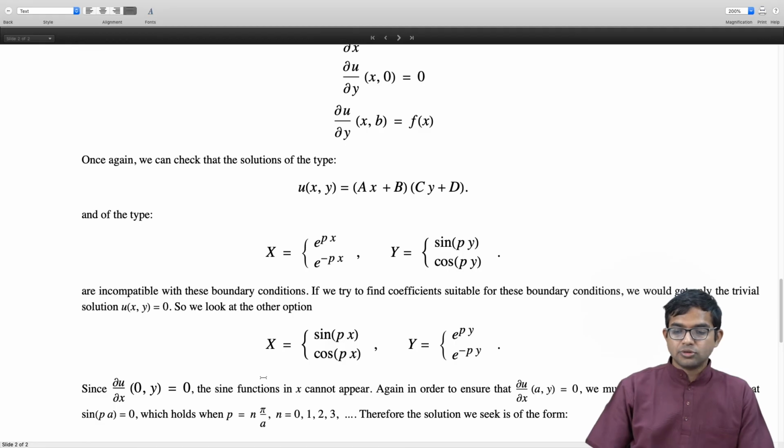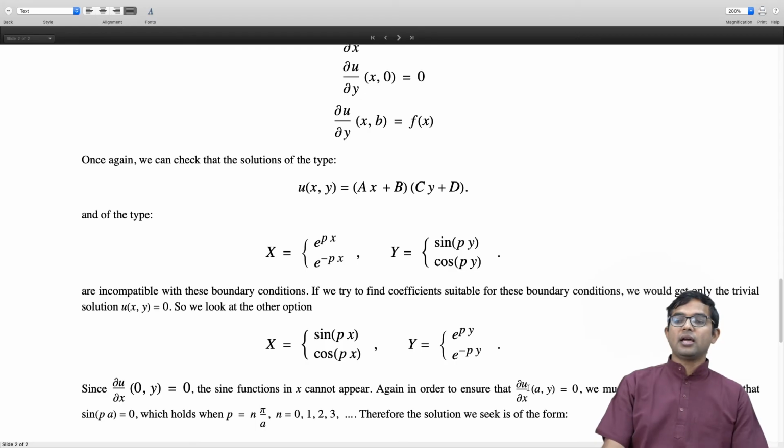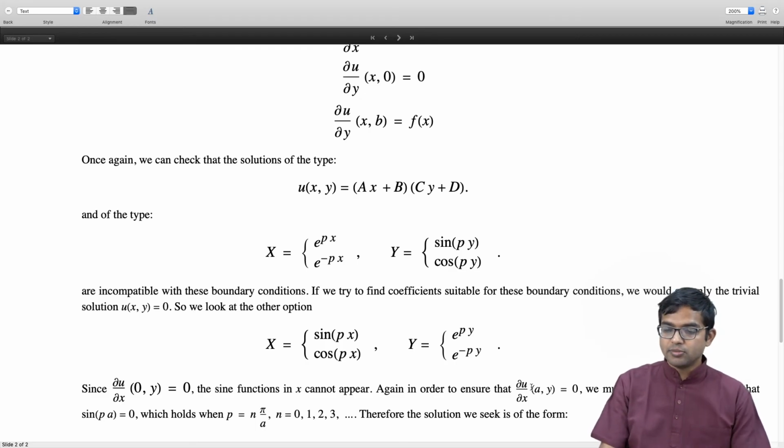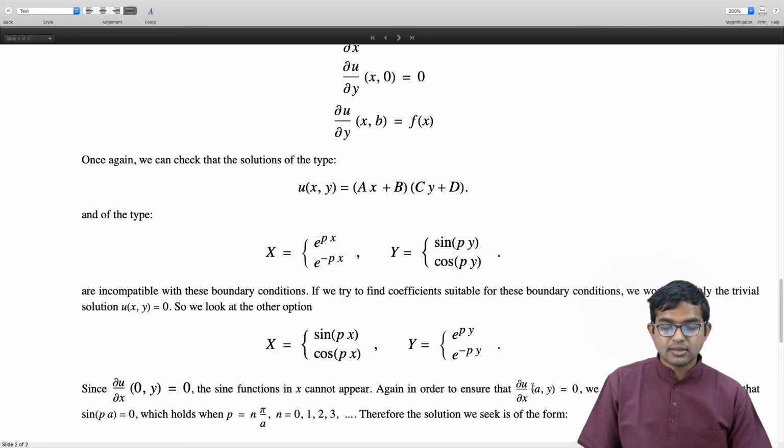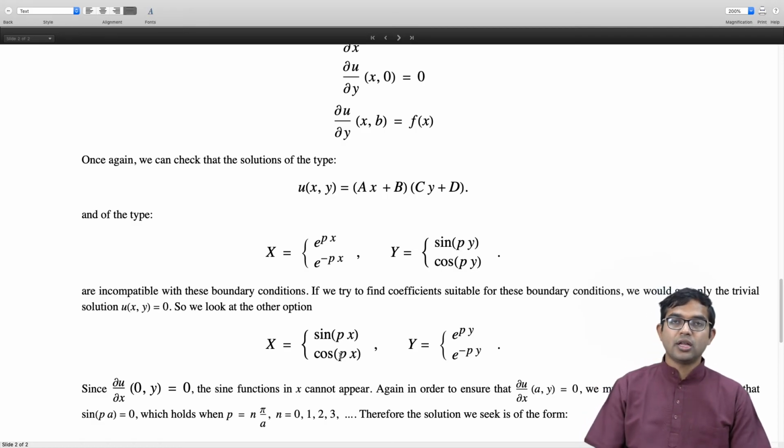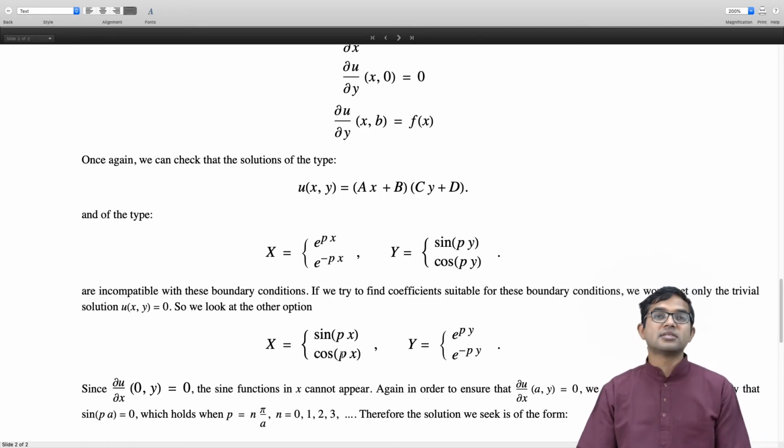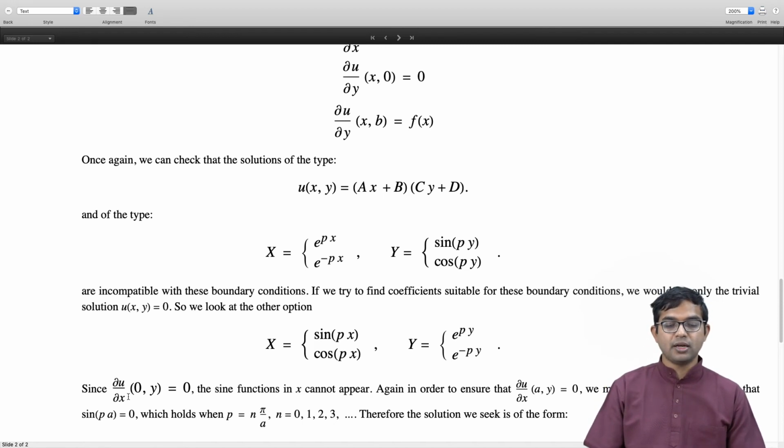And on the other hand, if you want to ensure ∂u/∂x at x equal to a, for all y, goes to 0, then we must choose our p in such a way that sin(pa) equals 0, right? So if you take cos(px), take the derivative, then you will get sin(pa), and then if you manage to choose your p in such a way that sin(pa) equals 0, which happens when p equals nπ/a, n equal to 0 also being important because it's about the derivative. So you start with the cosine function, so that's going to give you a constant, as we will see. So we start with n equal to 0, 1, 2, 3, and so on.